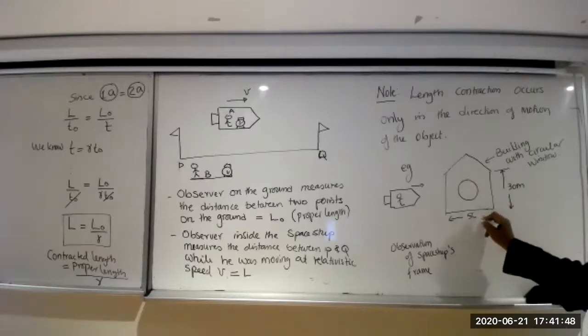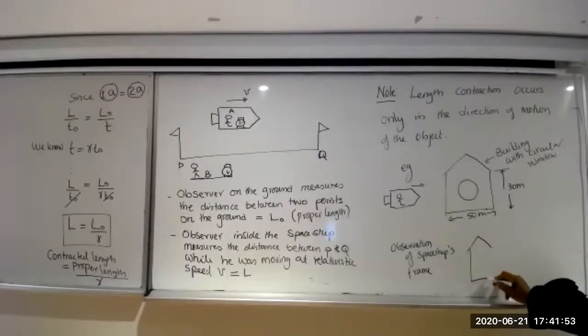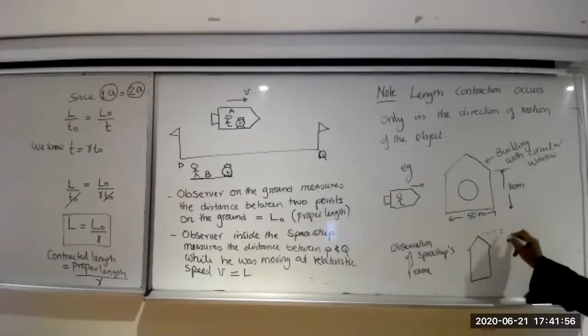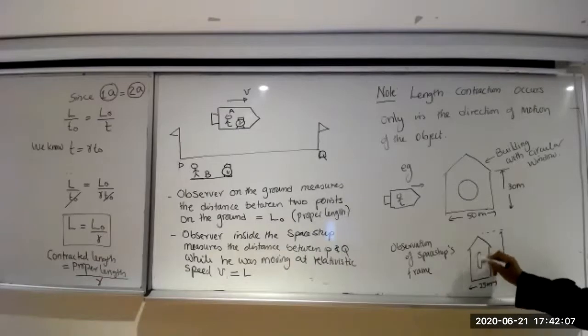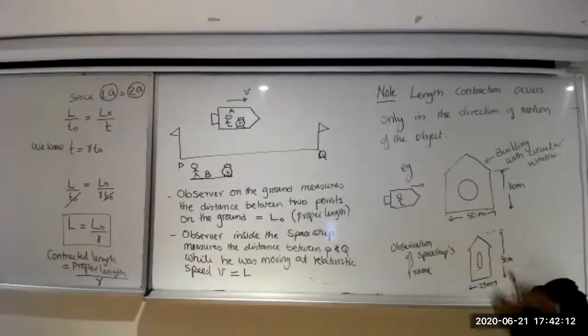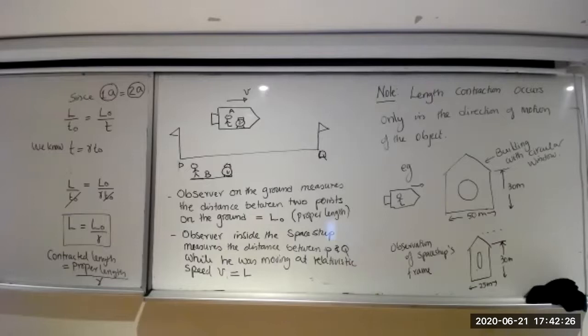If that was 50 meters, you can see it shrunk the whole thing. That is still 30 meters. This has become, say, 25 meters. It's become like an oval. Does that make sense? So the length contraction happened in the direction of the motion. The vertical height still remains the same, but the width will be contracted.